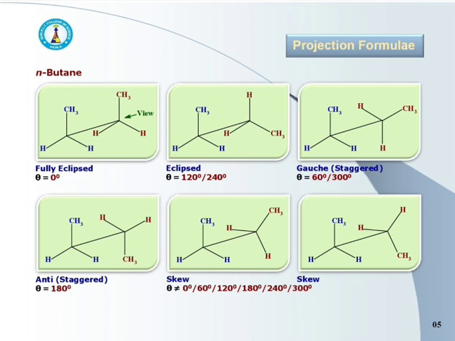Skew conformations have any dihedral angle value other than 0 degree, 60 degree, 120 degree, 180 degree, 240 or 300 degree. These are the representations of Sawhorse projection formulae of n-butane, that is fully eclipse, Gauche, anti and the skew conformations of n-butane.